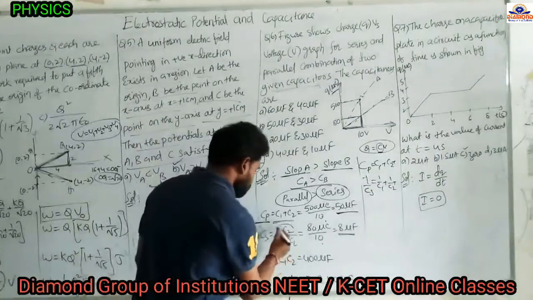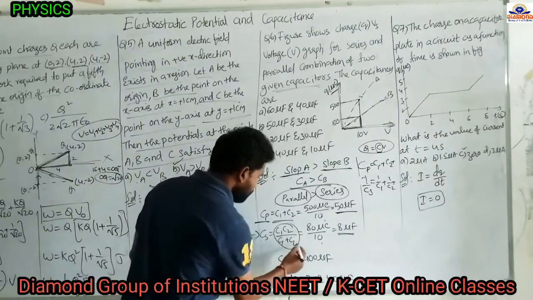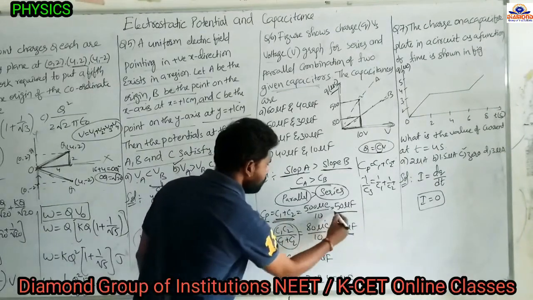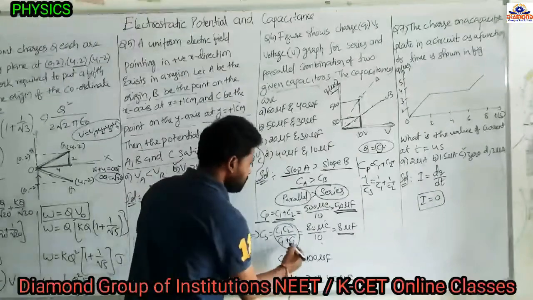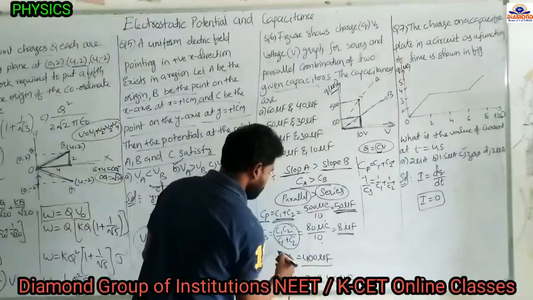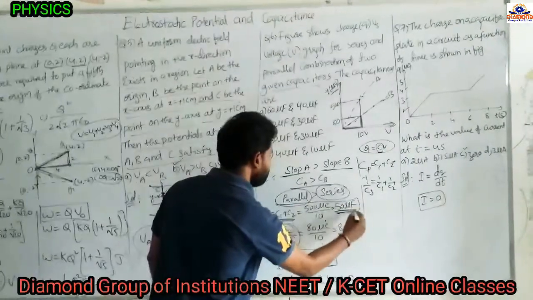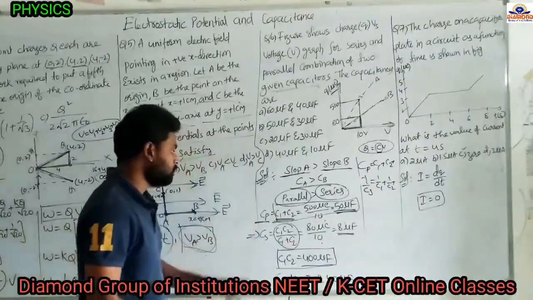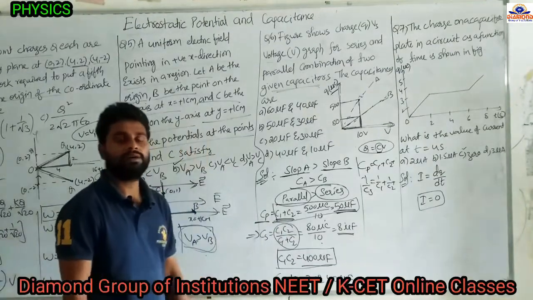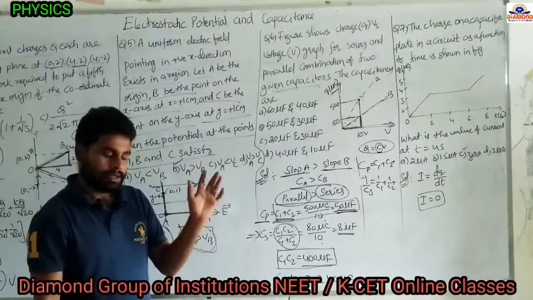Okay, from this, once you see this one, C1 into C2 by C1 plus C2, already we found C1 plus C2 equal to how much? 50 microfarad. Substitute 50 into 8, equal to 400 microfarad. So the C1 C2 value is 400 microfarads, and C1 plus C2 is 50 microfarads. We have the two unknowns and two equations, so we can find it very easily from the mathematics.